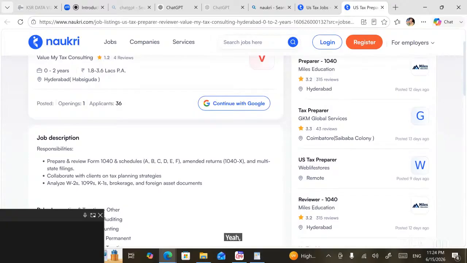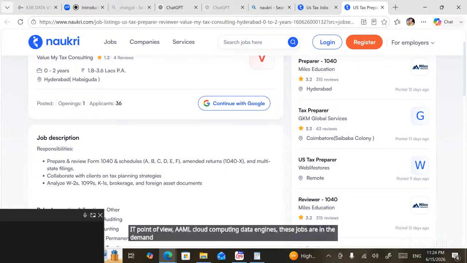As of now, current market trending technology, sir. From IT point of view? Yes sir. Comparatively, from IT point of view, AI/ML, cloud computing, data engineers, these jobs are in demand, sir, along with full stack. Full stack will be evergreen, but again, it depends on the skills and capabilities.